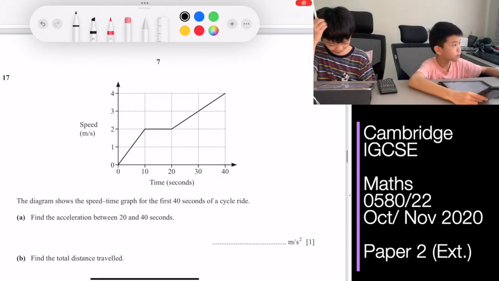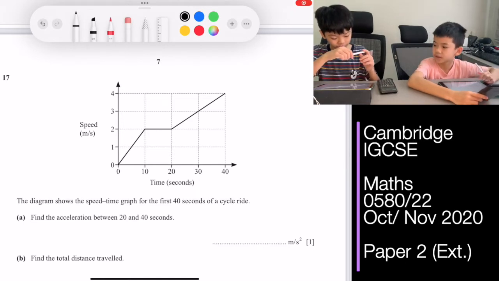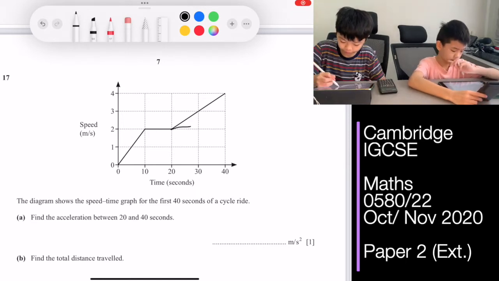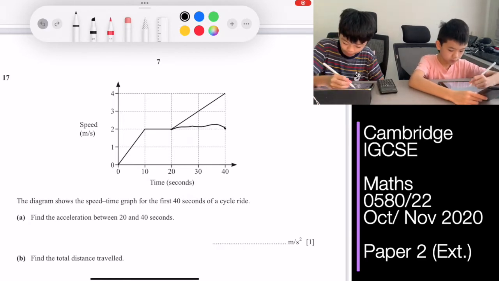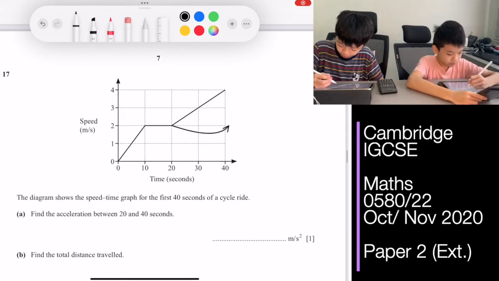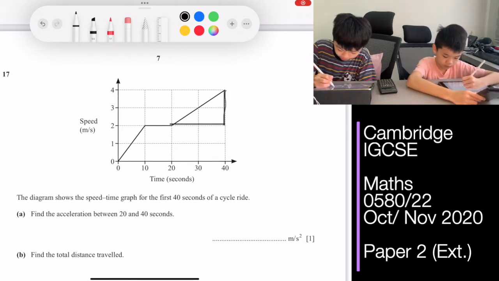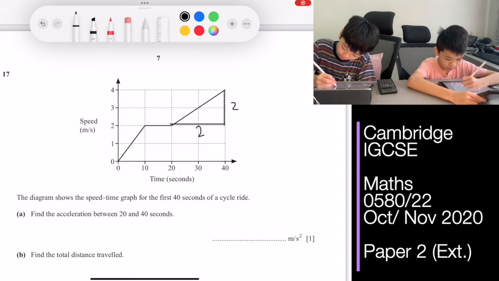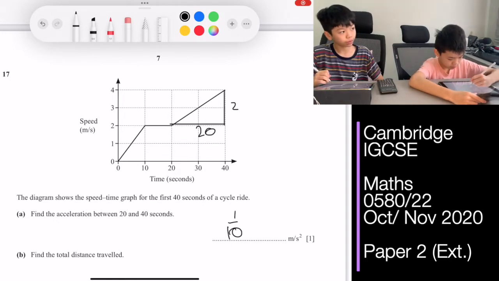Question 17. Find the acceleration between 20 and 40 seconds. Still the same thing. So it has a height from 20 to 40. This is 2 and this is 20. 2 over 20 is 1/10.